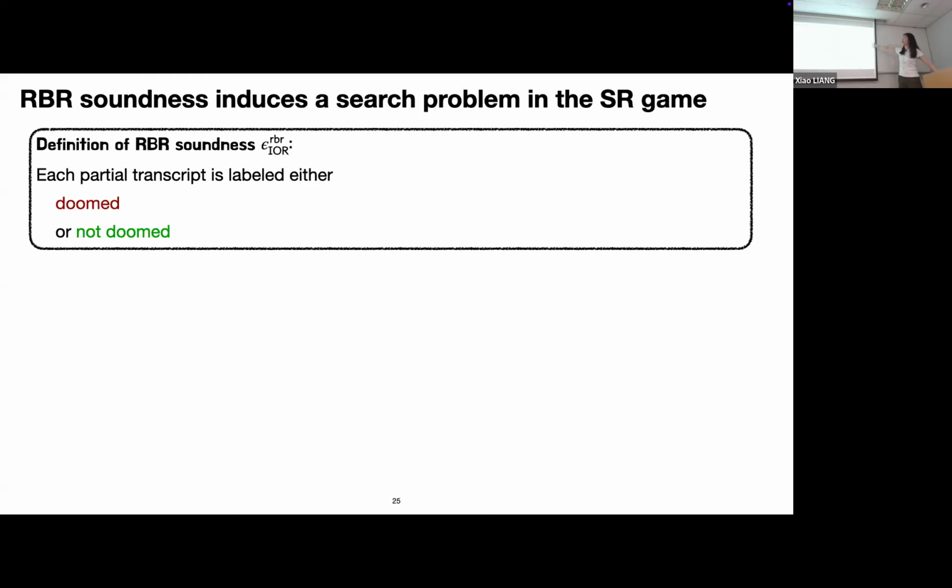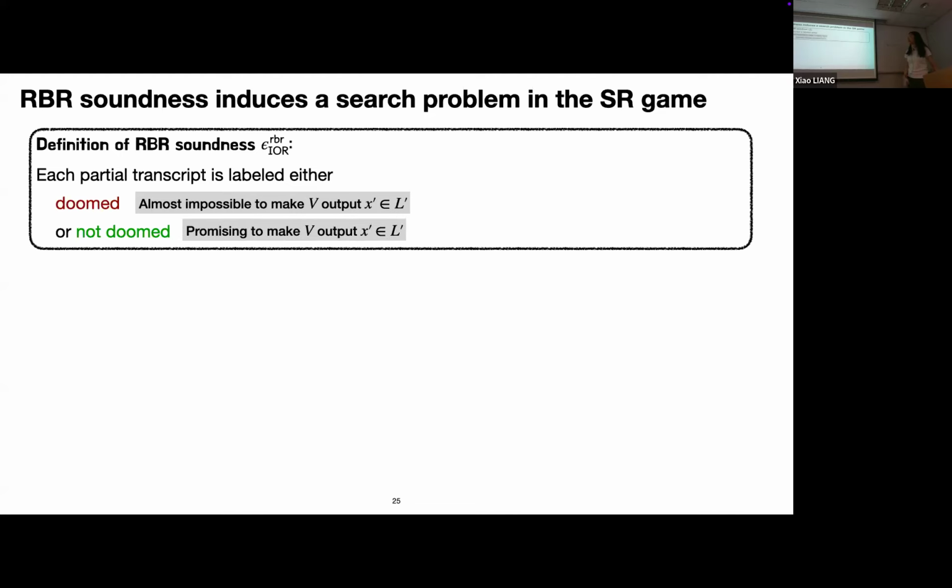Now we look at the proof. First I see the classical case. Recall the definition of round-by-round soundness. We first label every partial transcript as either doomed or not doomed. Doomed means it's almost impossible to make the verifier output a yes instance, while not doomed means it is promising to make the verifier output a yes instance. Round-by-round soundness says that you can only go from doomed to not doomed with additional verifier randomness in the next round with small probability.